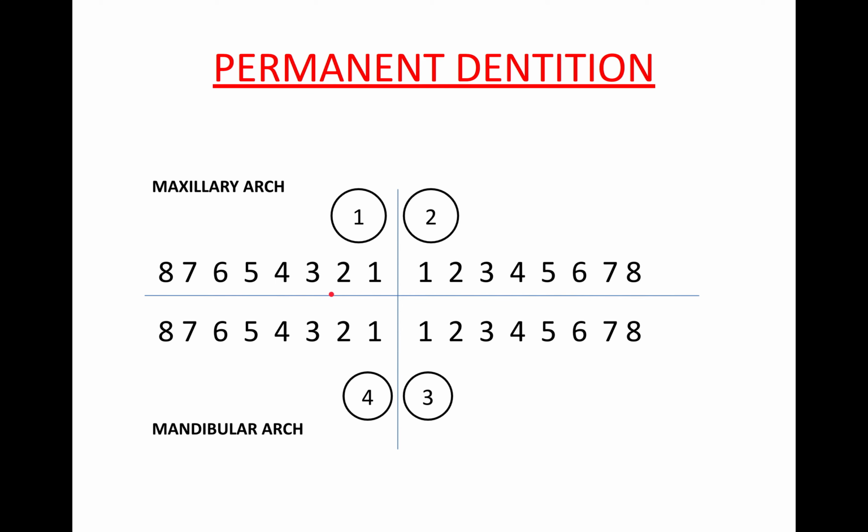So something like this. Again, same as I explained in deciduous teeth, this is for maxillary right side, this is for maxillary left side, this is for mandibular left side and this is for mandibular right side. Okay, so each tooth has its own number, just like this. 1 stands for central incisor, then lateral incisor, canine, first premolar, second premolar, first molar, second molar and third molar, and so on. As I told you, this is right side and this is left side.